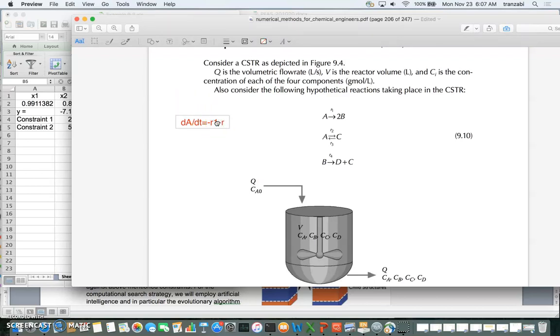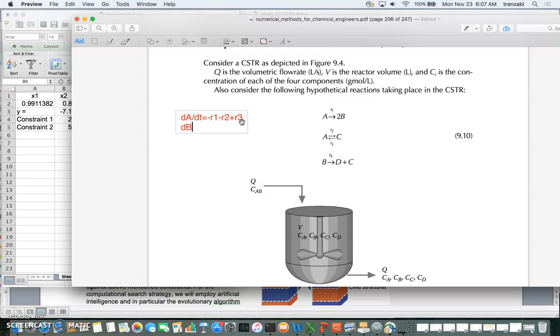So here minus R2, and then plus R3. So that's all about it. This is just the concentration of A. For concentration of B, you can write the same thing.